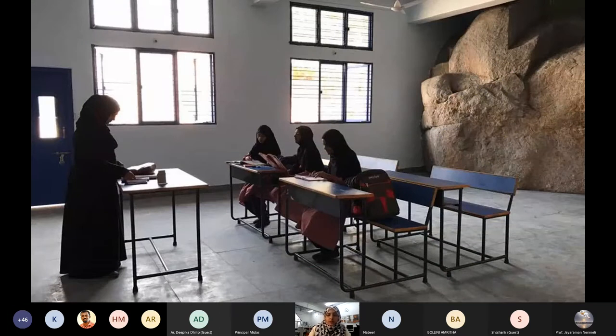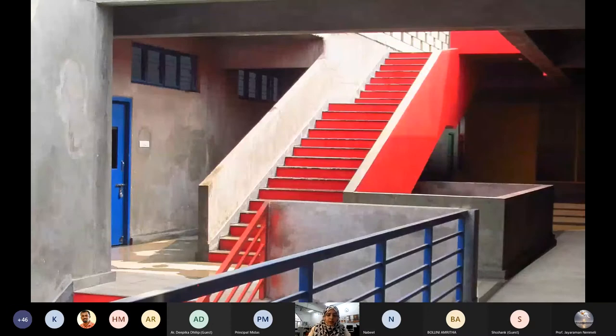So this is one of the classrooms which has the wall as the rock itself. That's the staircase going up again. So you have two atriums or two cutouts that are created, one over the courtyard house and one on the other side, to bring in natural ventilation from the top.